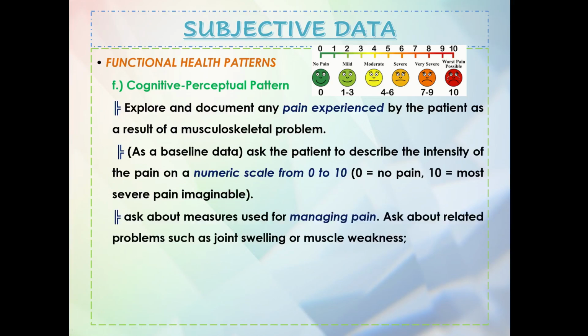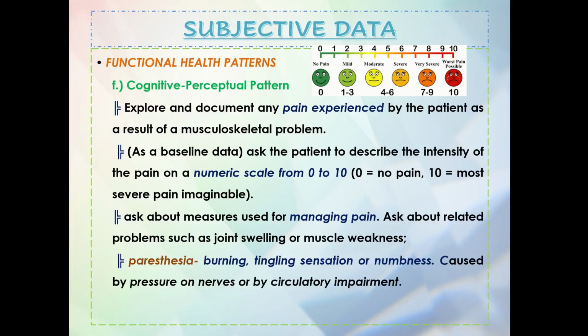Ask about measures used for managing pain. So, ano naman yung ginagawa niya para mawala or somehow ma-alleviate yung pain. So, you ask about related problems such as joint swelling or muscle weakness. Now, when we say paresthesia, this is a burning, tingling sensation or numbness na pwedeng maranasan ni pasyente. So it is caused by pressure on nerves or by circulatory impairment. So yun yung tinatawag nating paresthesia. Tingling, burning, or numbness sensation.